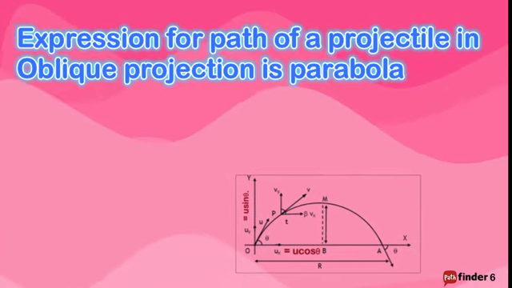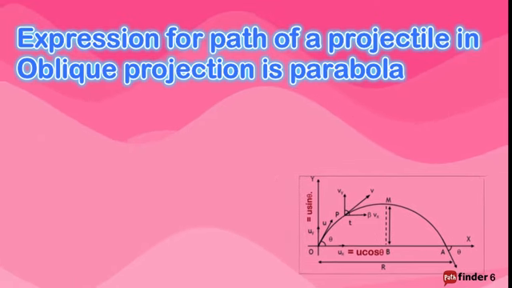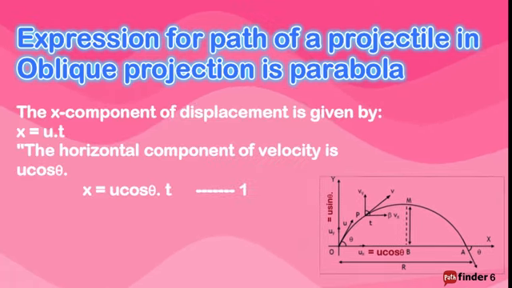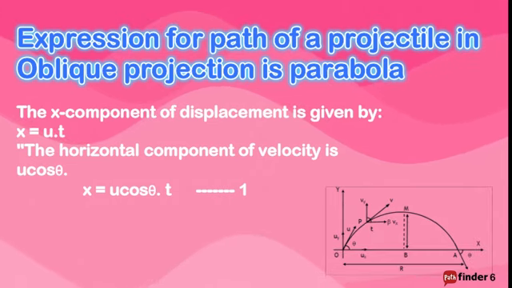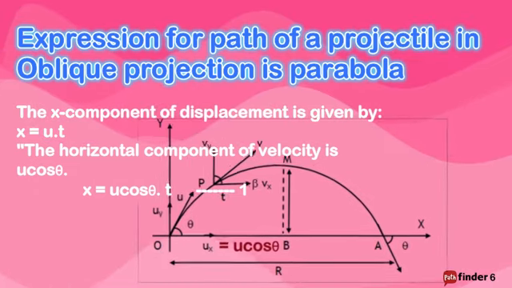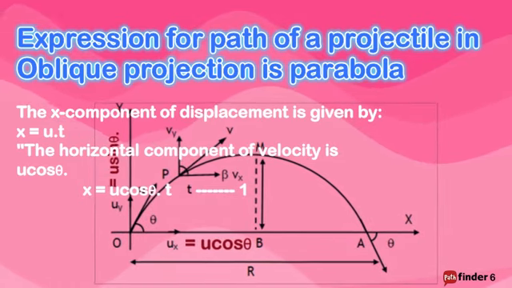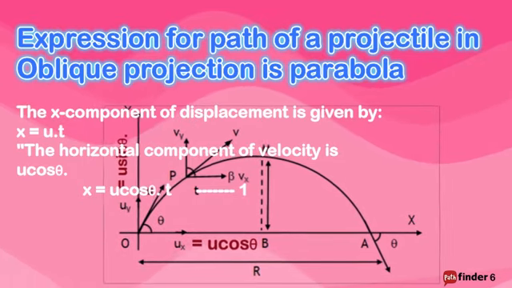Since there is no horizontal acceleration, assuming air resistance is ignored, the x component of displacement is given by x is equal to ut. The horizontal component of velocity is u cos theta. Therefore, x is equal to u cos theta into t, equation 1.